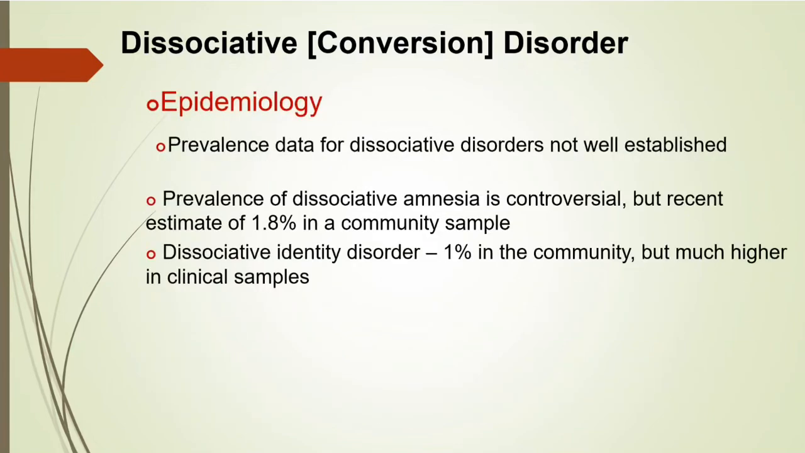Epidemiology is not well established. Prevalence of dissociative amnesia is controversial, but a recent estimation of 1.8% in a community sample was found in a study. Dissociative identity disorder is 1% in the community, but much higher in clinical samples.